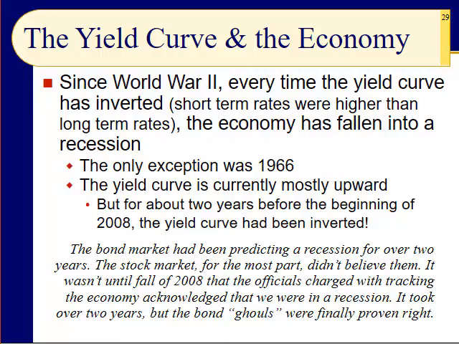Now, why are they often referred to as ghouls, bond ghouls? Well, what happens in a recession? The demand for money decreases. The Federal Reserve Bank usually lowers interest rates, the short term. Exactly. Interest rates fall, both in the short term and in the long term normally. And what do bondholders love? Falling interest rates, because what happens to their bond prices? They go up.